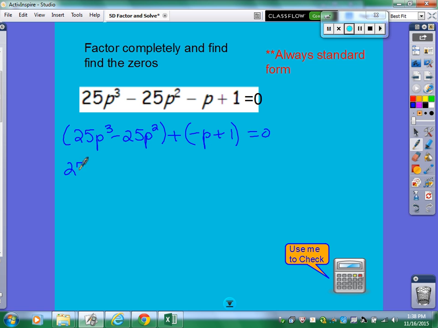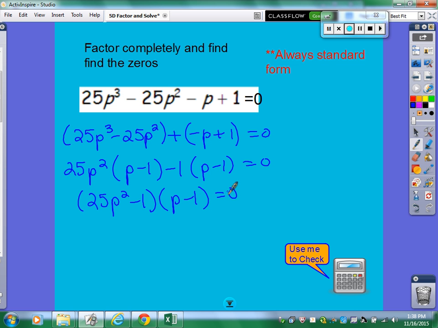So the largest common factor would be 25p squared, which leaves me with p minus 1. Since my lead coefficient is negative, I need to pull out a -1, which leaves me with p minus 1. So we're going to end up with 25p squared minus 1, and then p minus 1 equal to 0. Now since we're asked to factor this completely, in this third degree polynomial I've got to look to see if I can factor again. Well, this is a linear term, so we can't factor that again. The degree is 1.